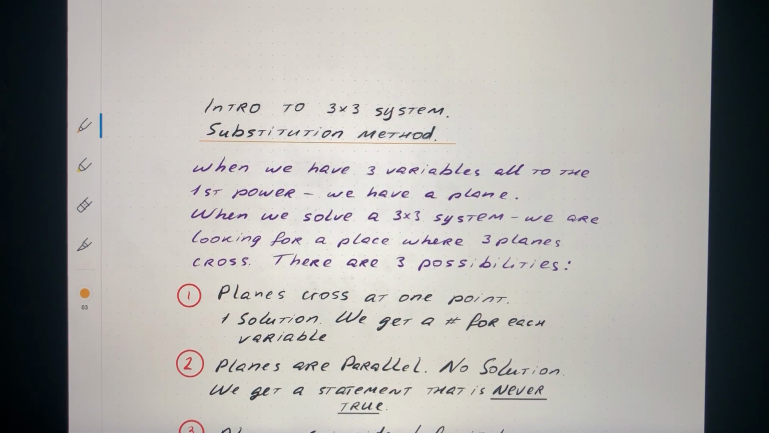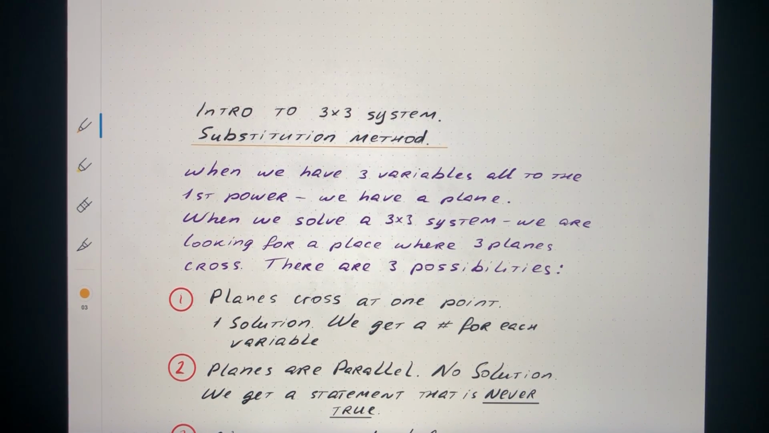The second possibility is the planes might be parallel, and so there will be no solution. And we will know that because when we solve it, we're going to get some kind of statement that is never true, like 5 is 10 or 8 is 4, whatever, something that is never true. Then we know that the planes are parallel and there is no solution.